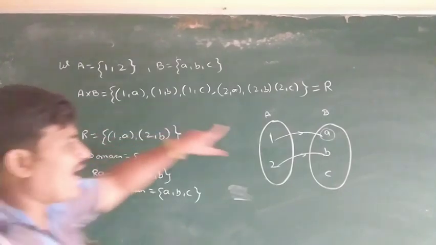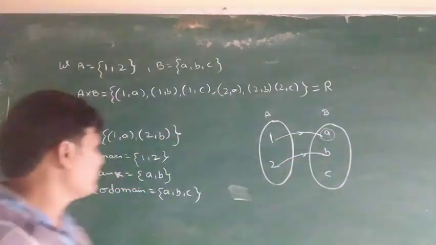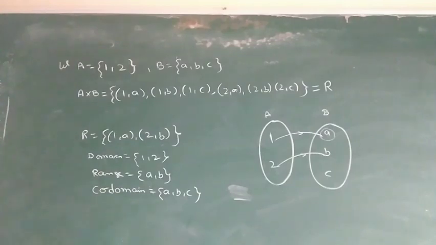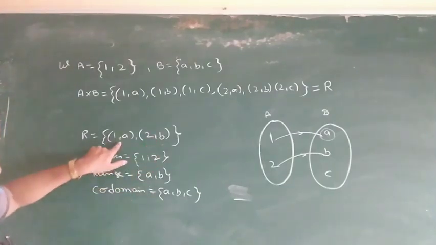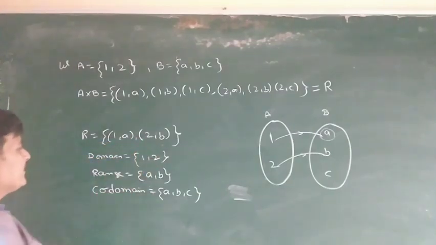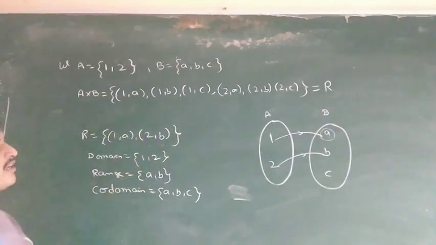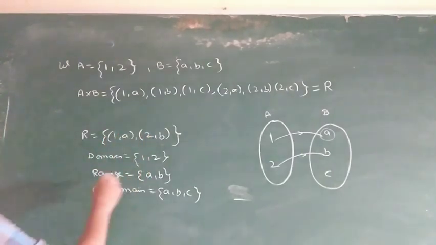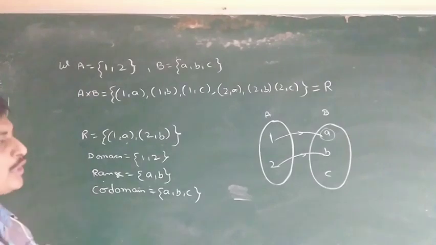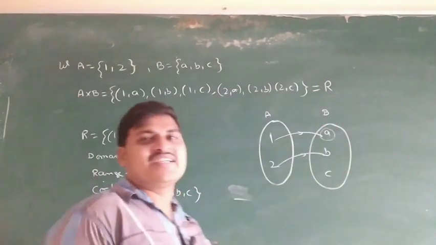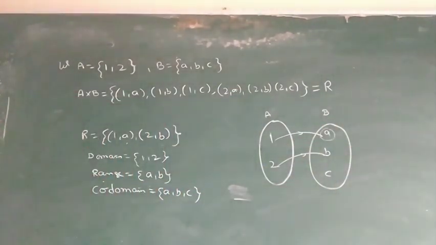Relation is mapping, mapped elements. The relation is written in ordered pairs. How many relations? Two relations. The first elements in the ordered pair is called domain. The second element in the ordered pair is called range. The total elements in set B, second set, is called codomain. Finish. Clear? Image, relation, pre-image, domain, range, codomain.